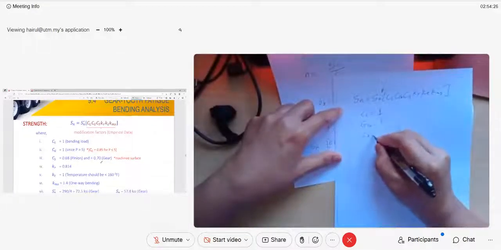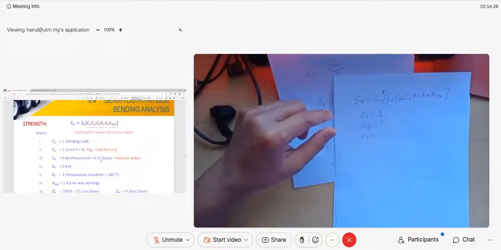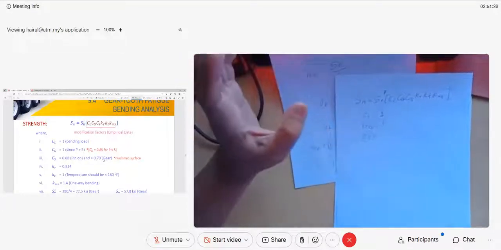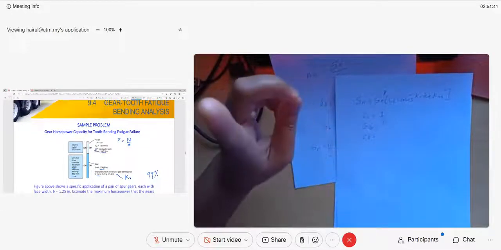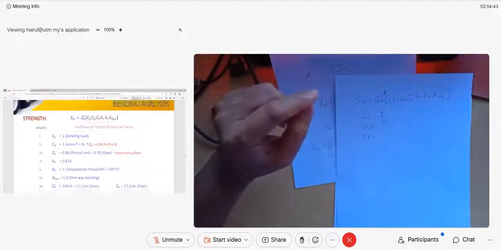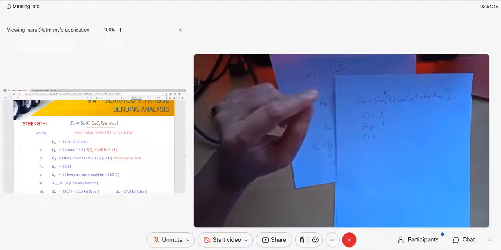Okay, CS, we have two values: 0.68 and 0.7. Why? Because the question says the hardness for the pinion material is different from the gear material. The hardness for the pinion is 330 BHN and for the gear is 290, so the surface factor will be different. The surface factor is 0.68 for the pinion.